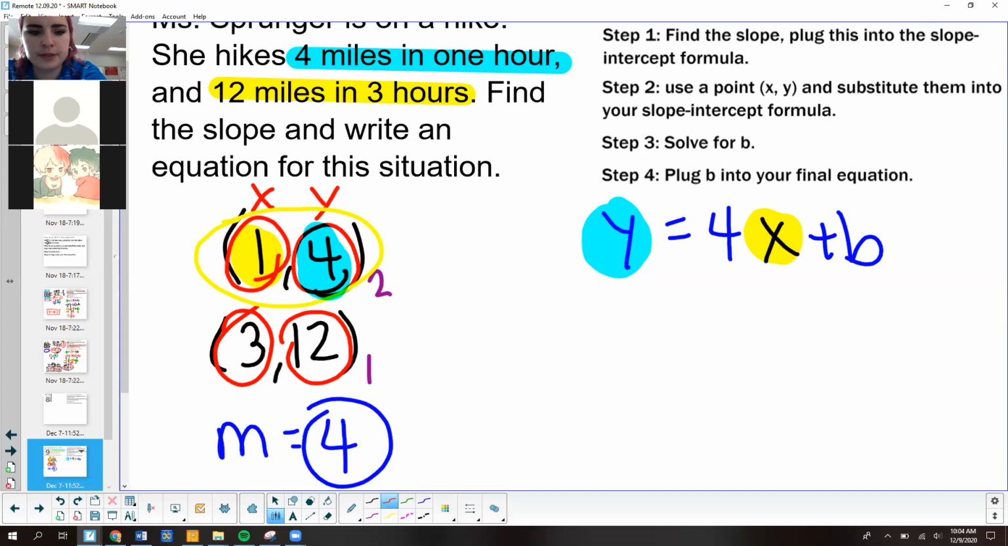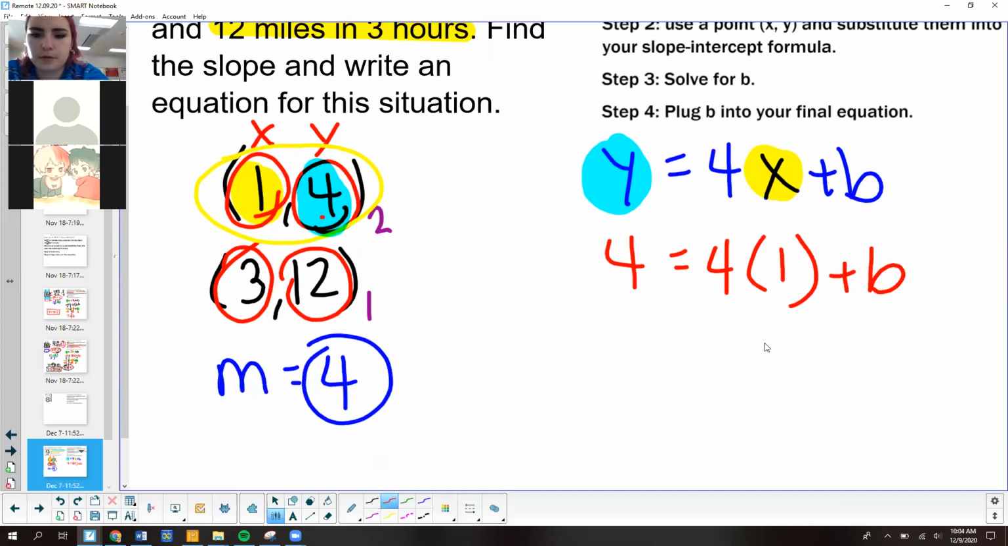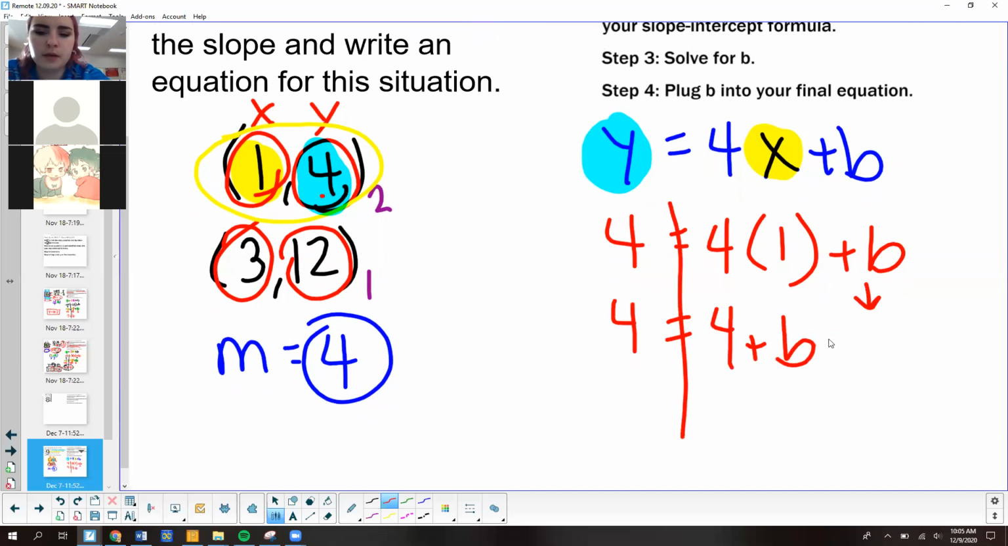All right, so I'm going to rewrite this. I'm going to write 4 in for Y equals 4 times X, but instead of X, I'm going to write 1 plus B. All right, so we're going to go ahead and solve this then. So I'm going to bring down my 4. 4 times 1 gives us 4. I'm going to bring down my plus b. So right now I've got 4 equals 4 plus b.